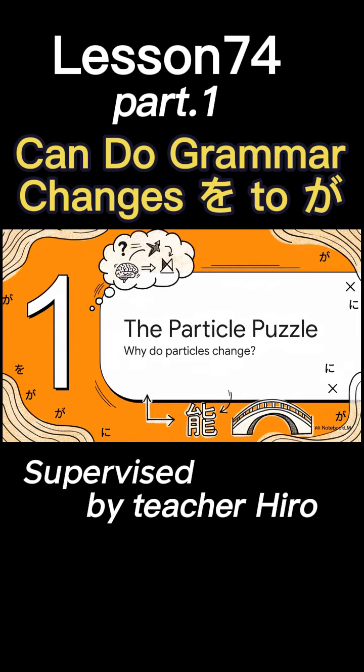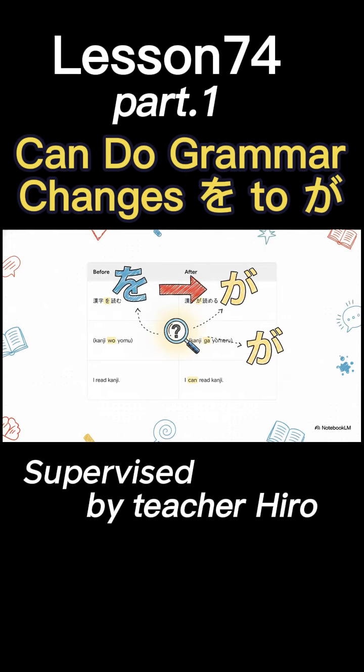All right, so what is this big puzzle anyway? Well, it's this weird but super consistent shift that happens whenever you change a normal sentence into one that talks about your ability to do something, what we call the potential form in Japanese grammar. Just look at this right here. I read kanji uses the standard object particle, o. But the second you change the verb to I can read kanji, the particle just mysteriously swaps over to ga. Why does it do that? Figuring this out is honestly the secret to sounding way more natural.